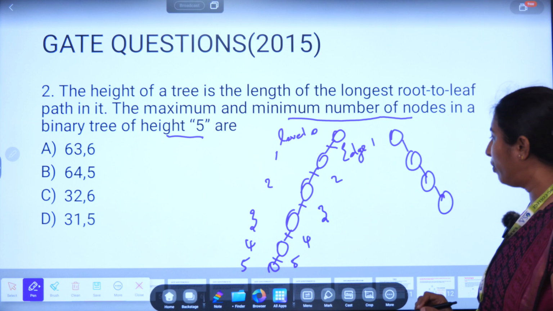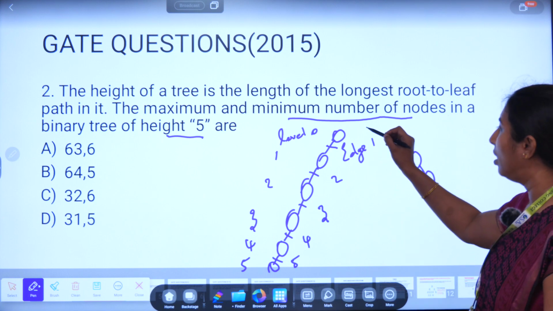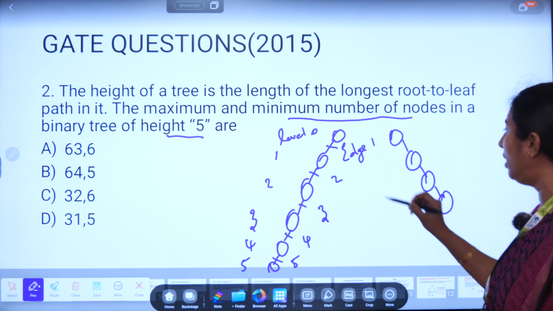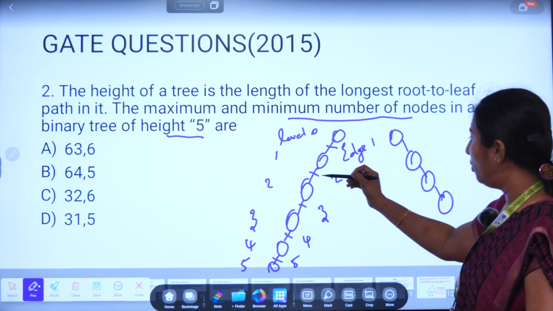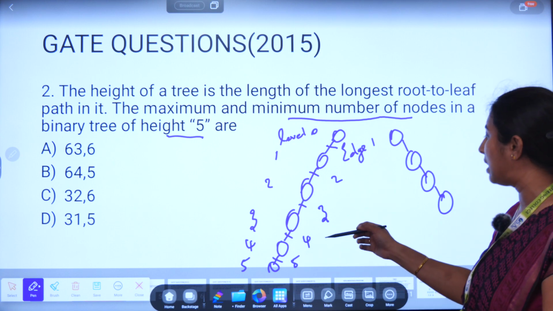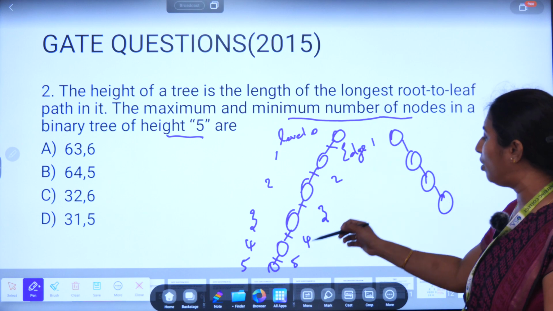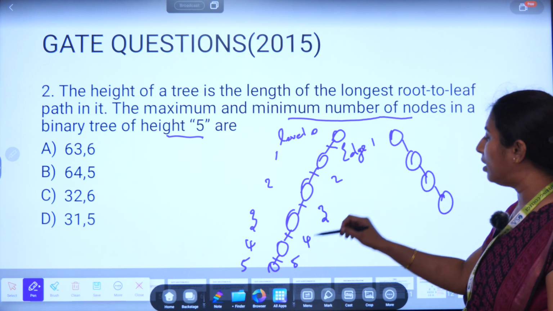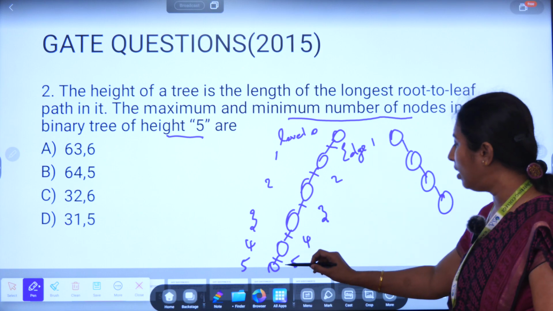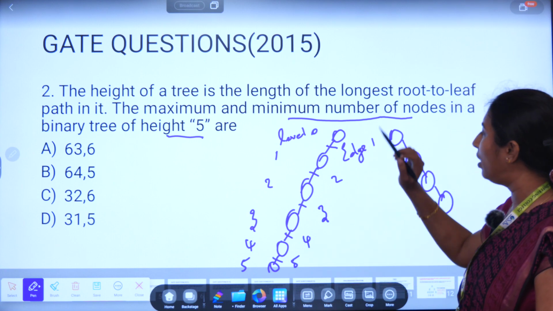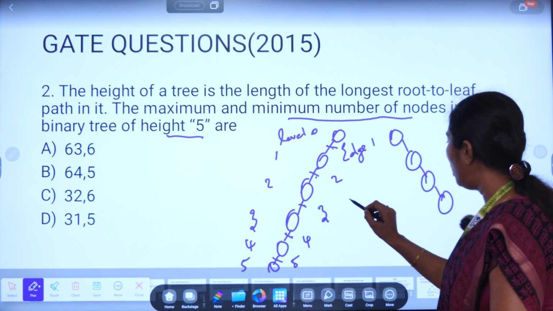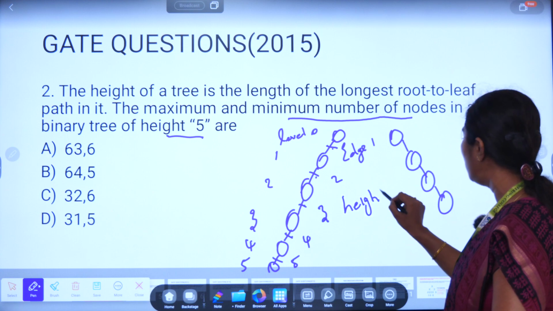To compute the minimum number of nodes with the height 5, this is your edge 1, 2, 3, 4 and 5. Height of the tree, as per the definition we were discussing previously, is that to know the height of the tree or of a particular node, we consider from the leaf node to that particular node. So here from the leaf node to the root node, we have 1, 2, 3, 4 and 5 edges. So the height of the tree we have considered here is 5.